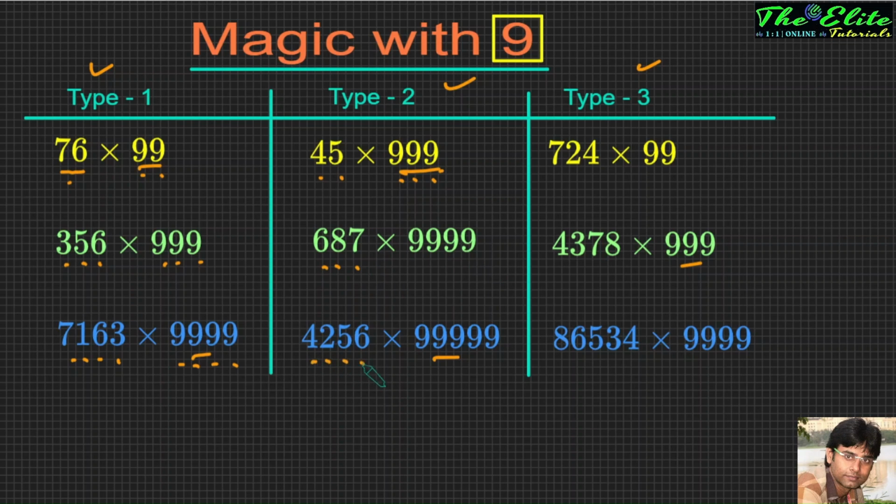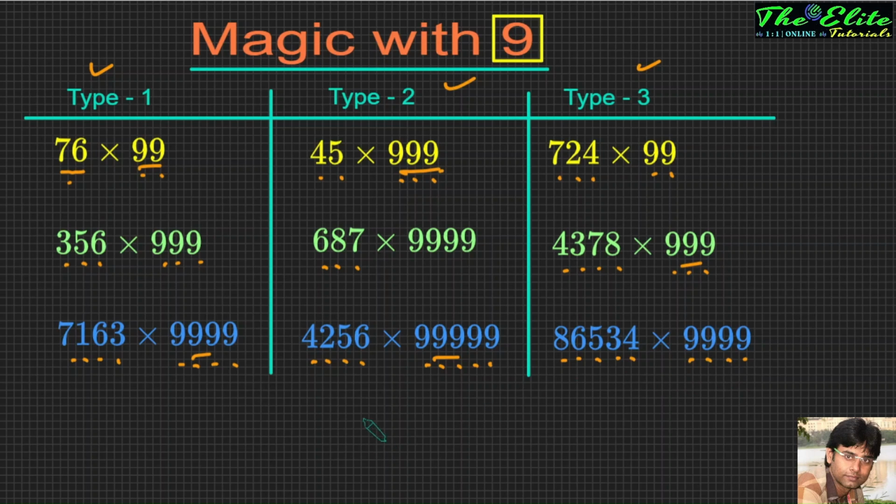It is a 4-digit number, but there are more than 4 nines to be multiplied by. This is type 2. What will be the type 3? The type 3 could be fewer nines, but more digits in the number. Like here, a 3-digit number, but 2 nines. Here, a 4-digit number getting multiplied by 3 nines. Here, 5 digits are there in this number, but it is getting multiplied by 4 nines.